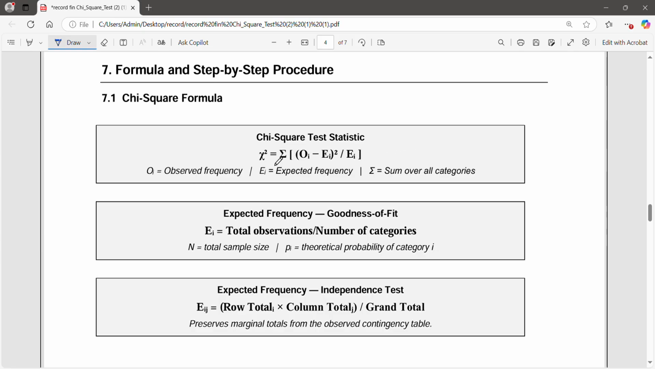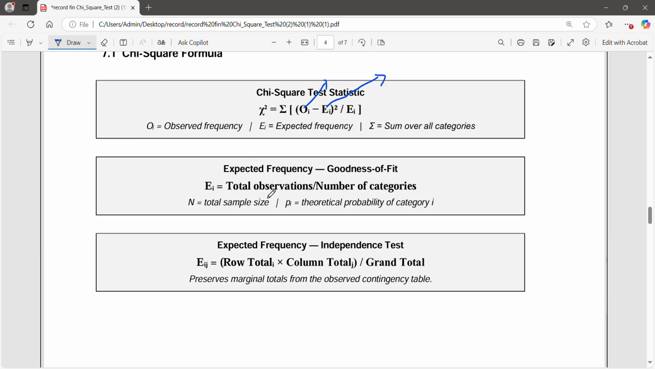That is, the chi-square value is calculated using the summation of (OI minus EI) the whole square divided by EI. OI means observed value, EI means the expected frequency value, summation means sum over all the categories. Then expected frequency is calculated in two different ways: one for goodness of fit, that is for a single variable, and another one for the independence test, for two variables.